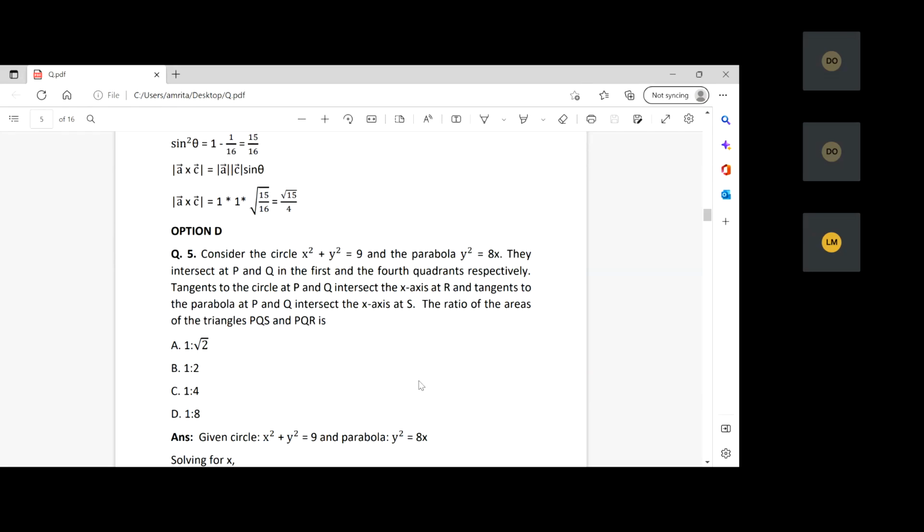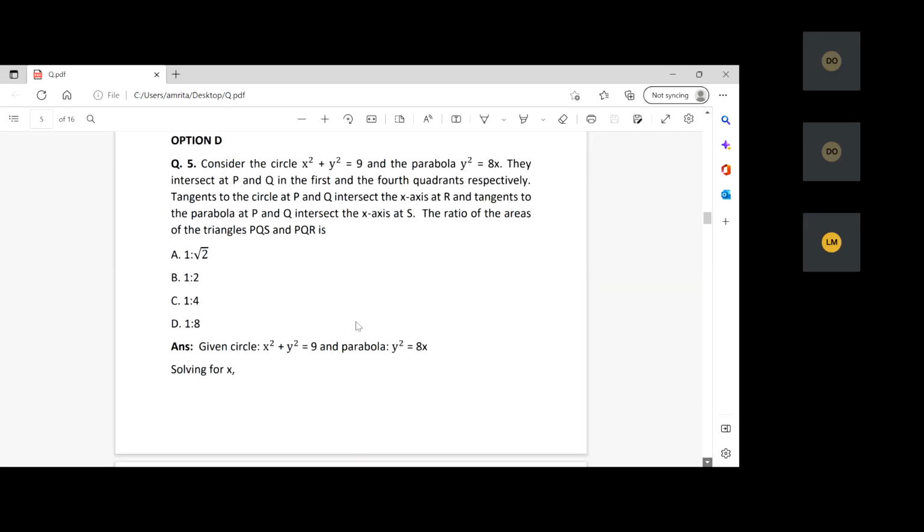Yes, I could see some students have typed the answers already, but it's completely fine if you're not able to solve it in the first go. Try to explore these things and try to find out the ways in which you'll be able to answer the question. So the ratio of PQS and PQR is given as 1 is to root 2, 1 is to 2, 1 is to 4, 1 is to 8. Somebody has answered it as 1 is to 4, I think. Yes, somebody has answered it as 1 by 4. So let's see. I think at least some of you have framed the diagram.